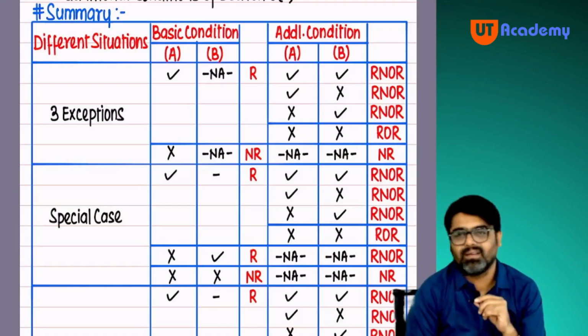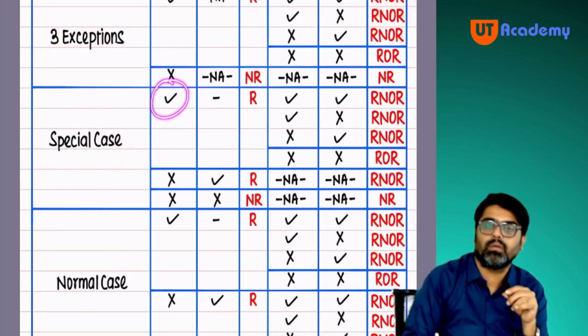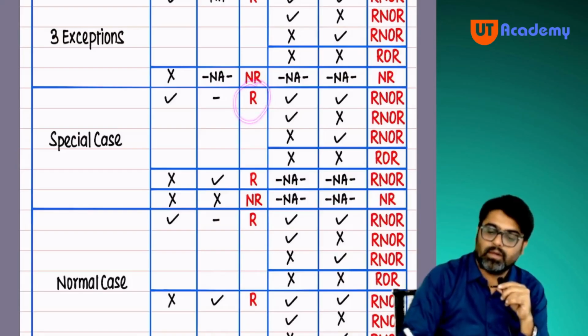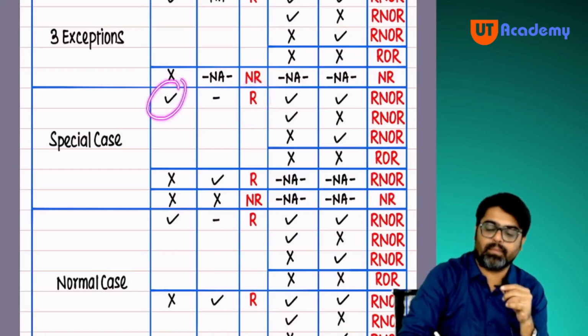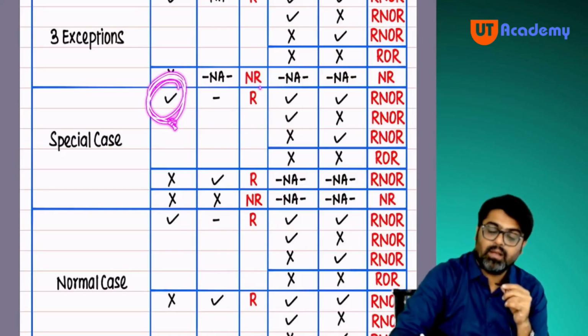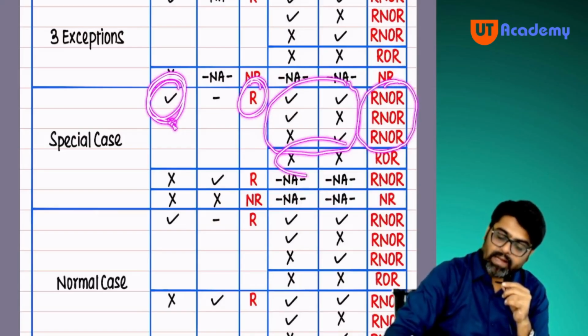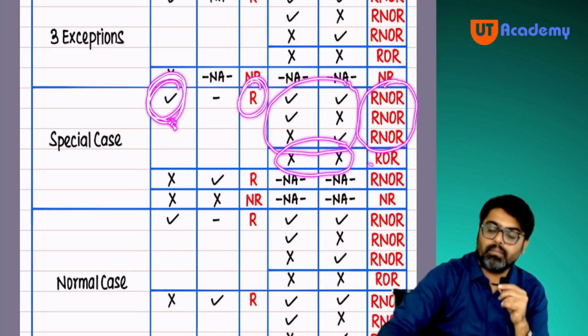What if you are covered by special case? Basic condition A fulfilled, you become a resident. Don't check basic condition B because you are becoming a resident by fulfilling basic condition A. Yes or no? Then you become a resident. Any one of the additional conditions you fulfilled, you become RNOR. But if none of the additional conditions you are fulfilling, you become ROR.